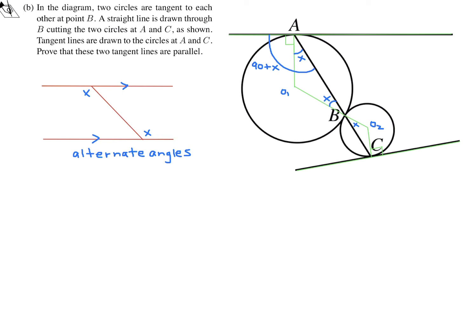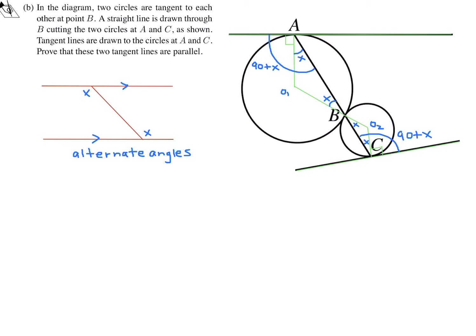And then in a very similar way, when I drew a line from O2 to B, that represents the radius of that small circle. And when I drew another line from O2 to C, that's also the radius. So therefore, this triangle is isosceles. And therefore, this angle in here is x. Okay? And therefore, since this is x and this is 90, this whole angle is 90 plus x. So now I've got to write this out.